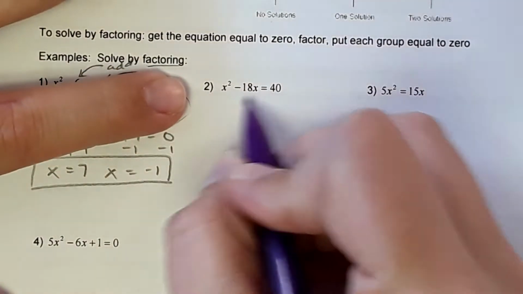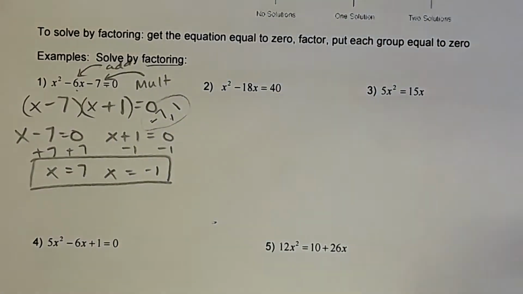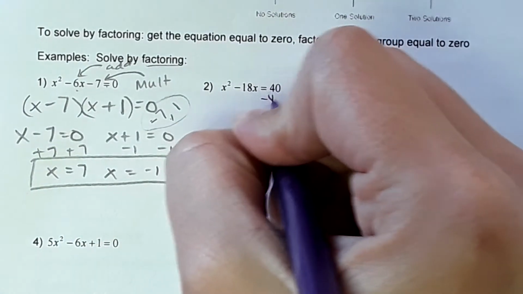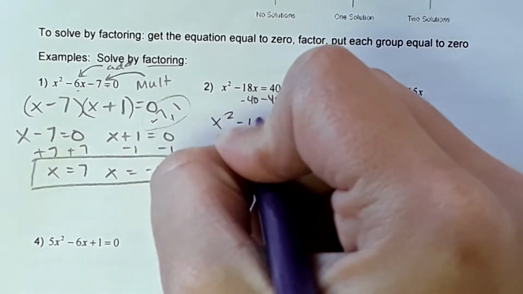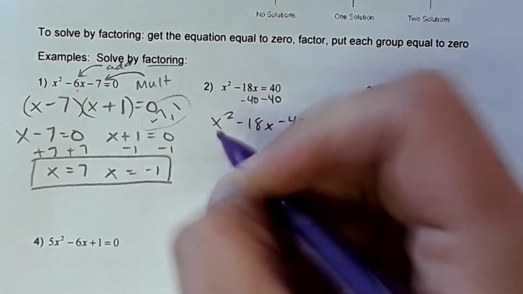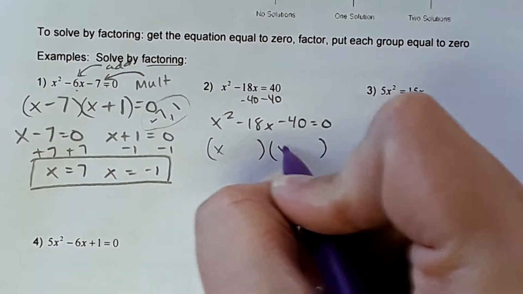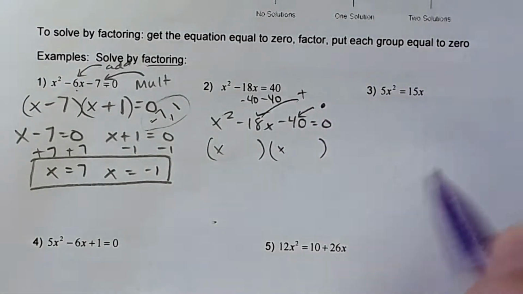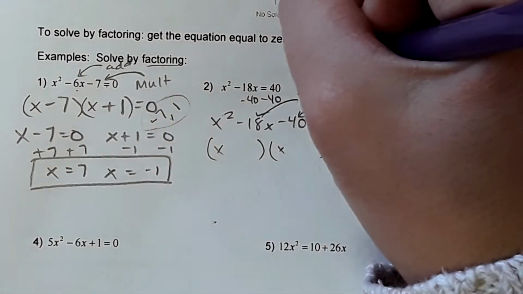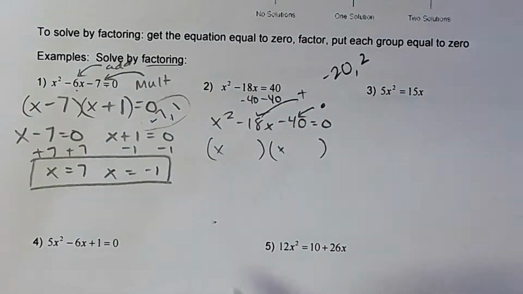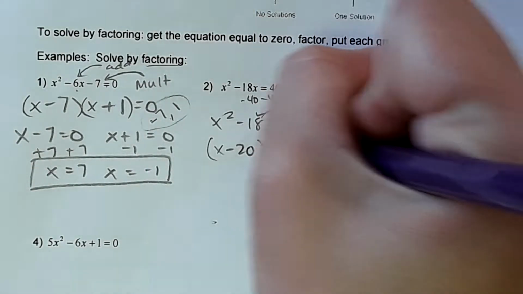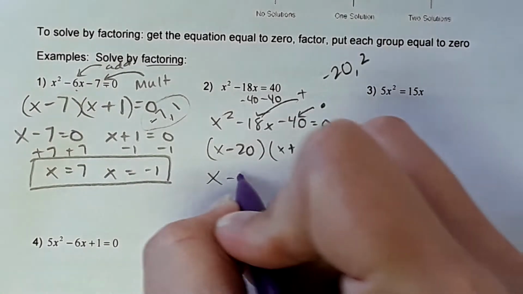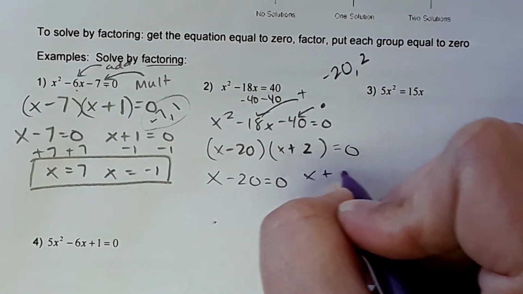Okay. So for number 2, yeah, I had it paused. Okay, so number 2, we have to make sure this is equal to 0 before we do anything. So we're just going to subtract 40 from both sides, and then we get x squared minus 18x minus 40 equals 0. And then we're going to factor it. So we need two numbers that add to this one and multiply to this one. And those numbers would be -20 and 2. And then I'm going to plug it in here. Does it matter which side? It doesn't. So we're going to set each of these equal to 0 and then just solve for x.